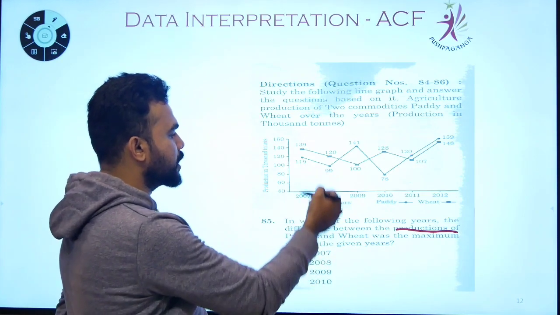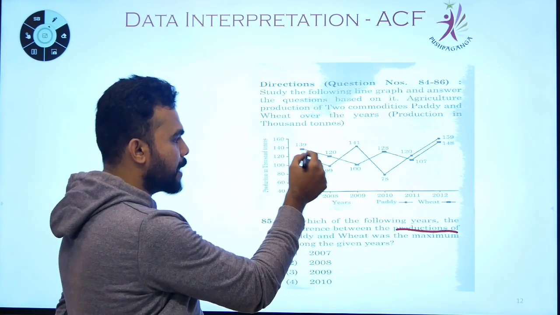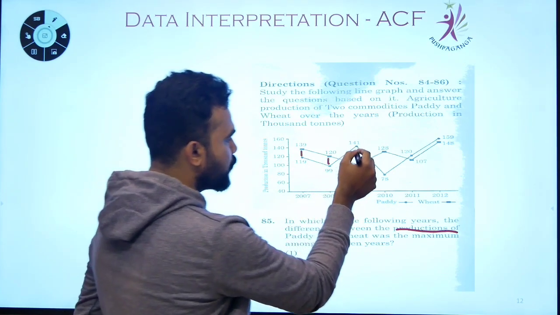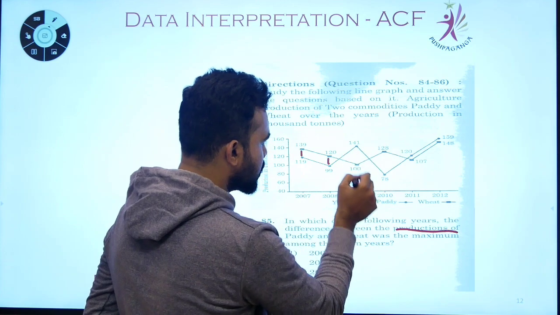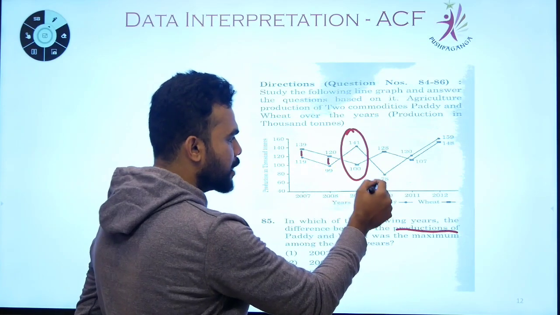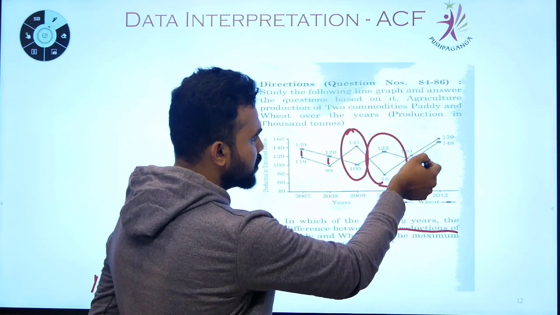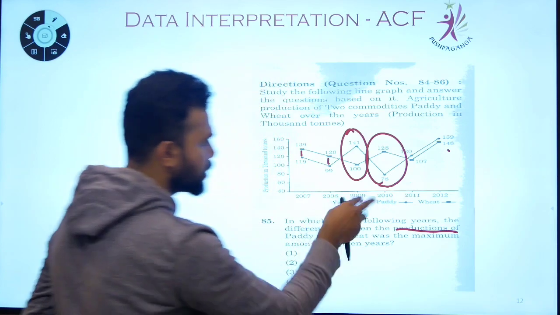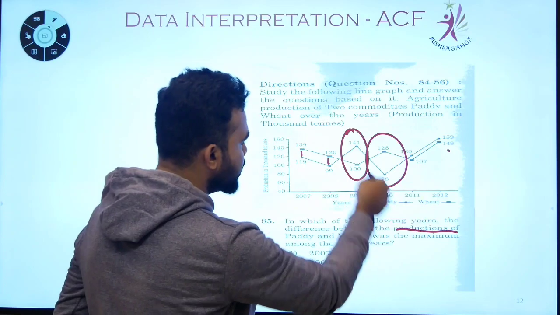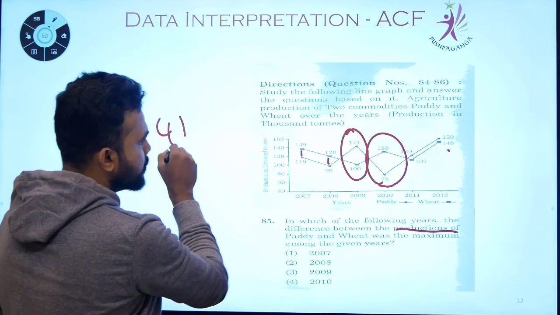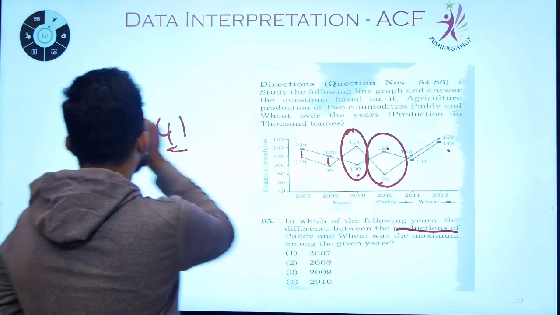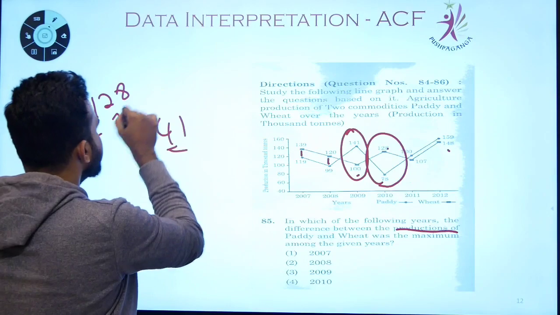In 2007, the difference between paddy and wheat is very less. 120 and 99 is less. But 141 and 100 is quite far. And 128 and 78, 120 and 107, 159, it is not at all nearer. In 2009, the difference between paddy and wheat is almost 41, because 141 minus 100 is 41. Now 128 and 78.